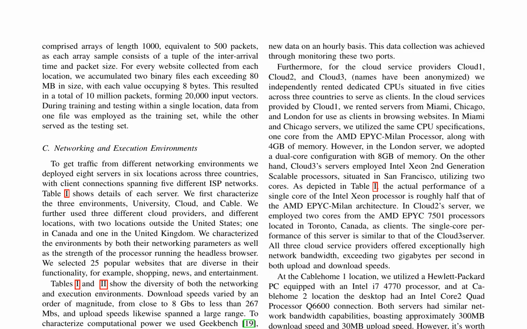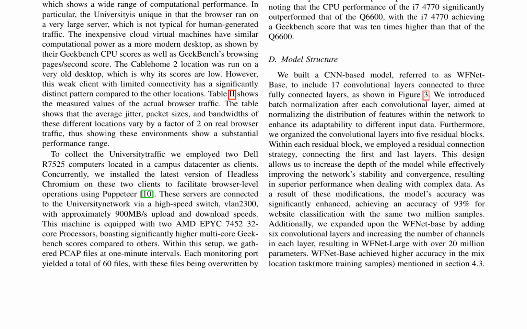The paper also introduces WF-NetBase, a CNN-based model designed to classify websites based on their network traffic patterns. WF-NetBase features 17 convolutional layers connected to 3 fully connected layers, with batch normalization applied after each convolutional layer to enhance adaptability. The model's structure includes 5 residual blocks, each employing a residual connection strategy to improve stability and convergence. This design led to a 93% accuracy in website classification with 2 million samples.